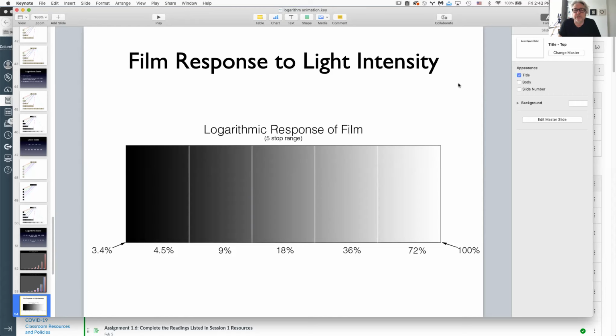But I'm just asking, are there really people in here who have never heard of an 18% Kodak gray card? I'll show you one in a second. Anyway, 18%. Why isn't it 50%? I'm going to tell you why.